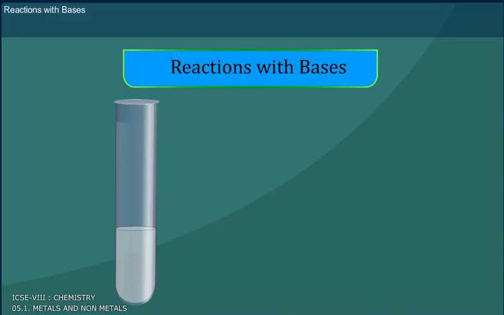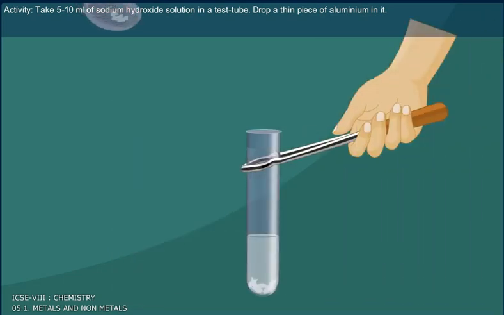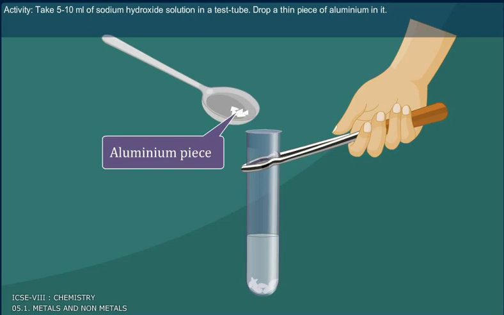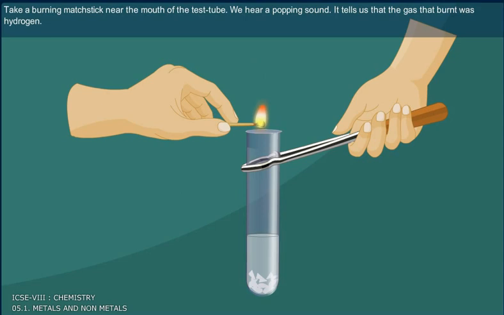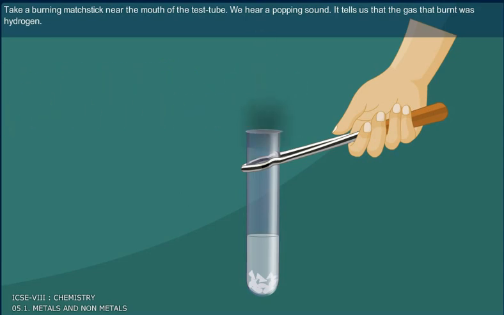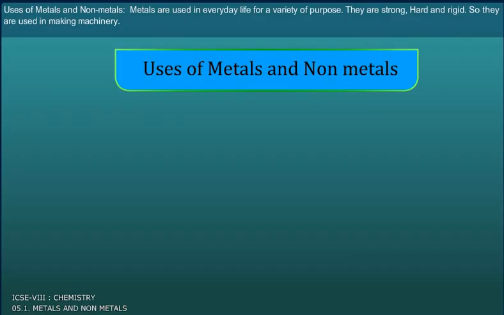Reactions with bases. Activity. Take 5 to 10 ml of sodium hydroxide solution in a test tube. Drop a thin piece of aluminium in it. Take a burning matchstick near the mouth of the test tube. We hear a popping sound. It tells us that the gas that burnt was hydrogen. When bases react with metals, hydrogen gas is released.